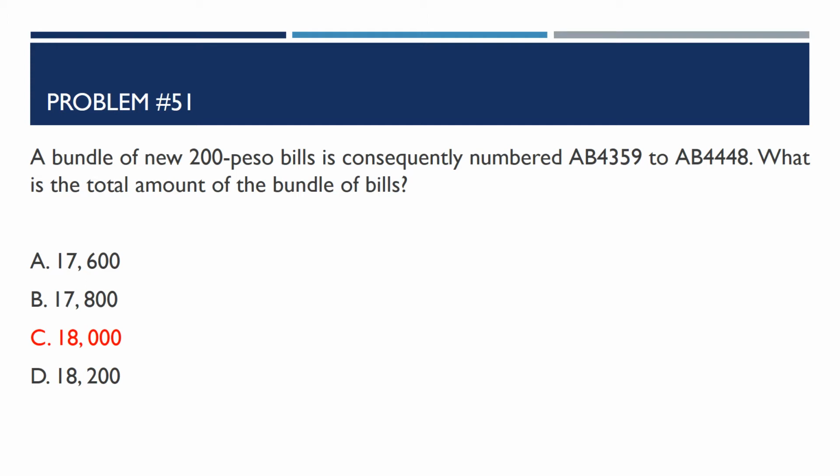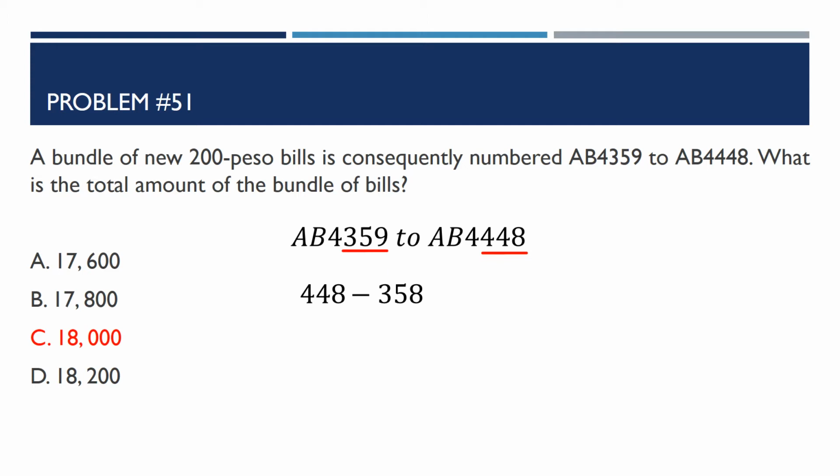So why 18,000? We're going to focus on the codes used for the bills because we want to know how many 200 peso bills there are, and then we're going to multiply it by 200 pesos to know the total amount. So we're going to focus on these three digits because the AB4 is just repeating. And we are going to subtract 448 by 358.